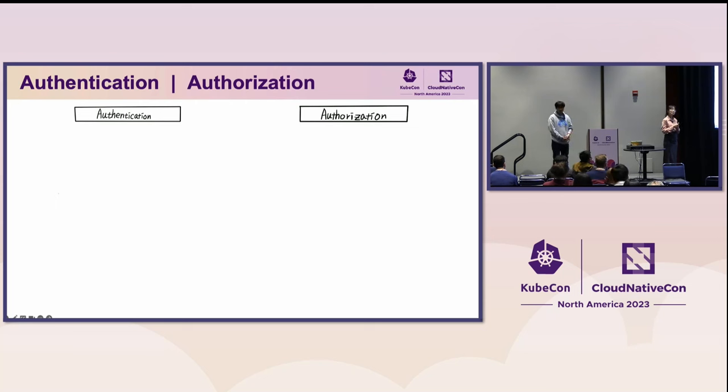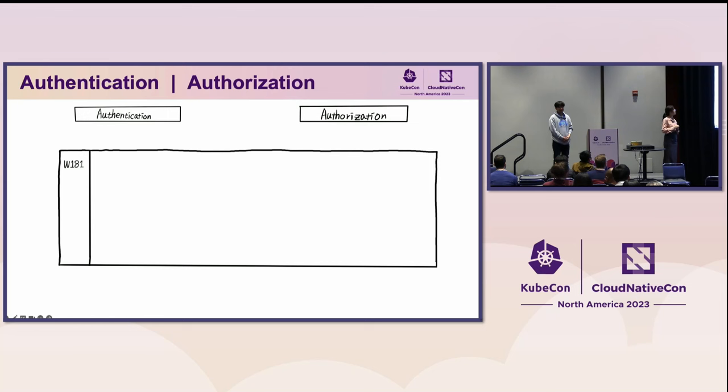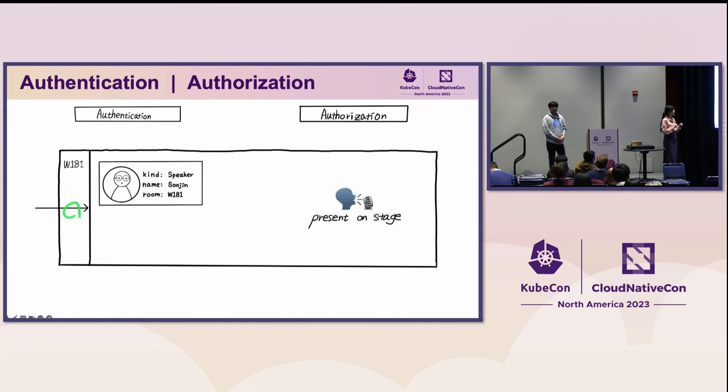Let me share a very tangible example. Well, you could see the square and double 181. I hope some of you would catch on to what I want to say now. Well, this is the room number here. So I am already here because I was authenticated. Well, I reached for Kubernetes. And as my role is speaker, I could give a presentation here. If my role is not a speaker, I could not give a presentation here. This is about behaviors, and this is called authorization.